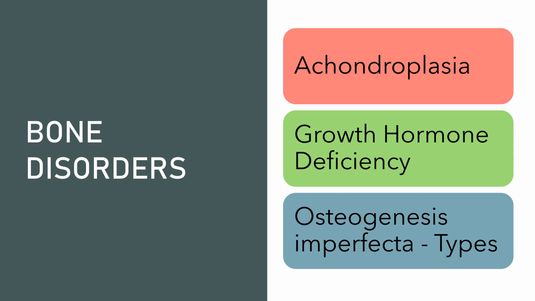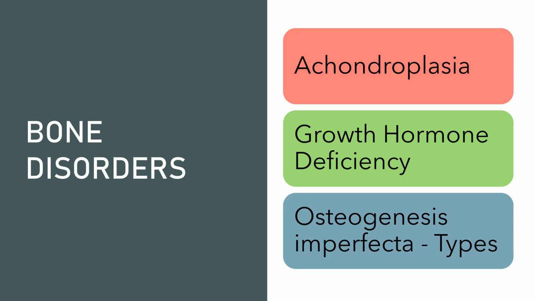So bone disorder, you should know about achondroplasia, growth hormone deficiency, which leads to dwarfism. Achondroplasia also presents as dwarfism, but you have something called proportionate dwarfism and disproportionate dwarfism. What is the difference between both? In achondroplasia, what type of dwarfism is there? And in growth hormone deficiency, what type of dwarfism is there? That difference you should know.